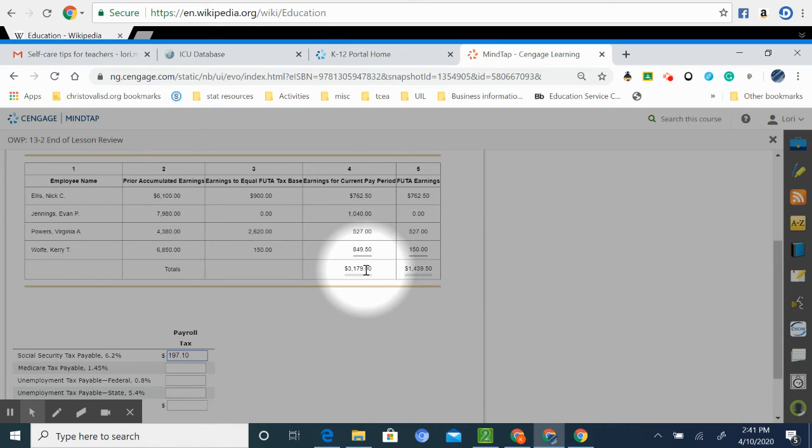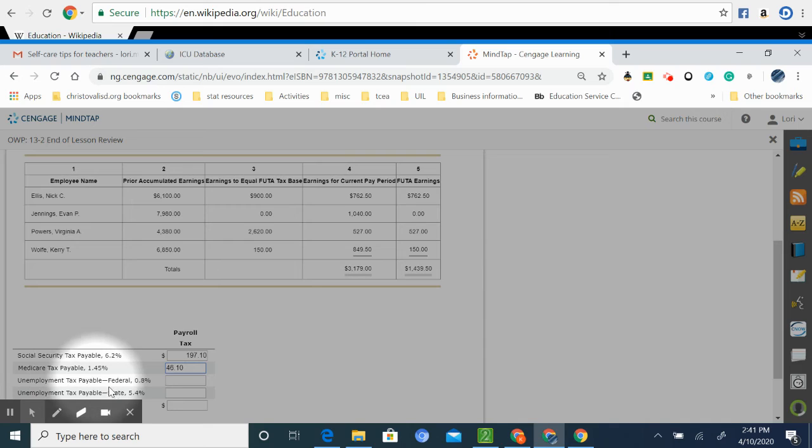Now let's take that $3,179 and multiply it times the Medicare tax payable percentage. So we're going to take 3,179 times 0.0145, and that gives you a total of $46.10.